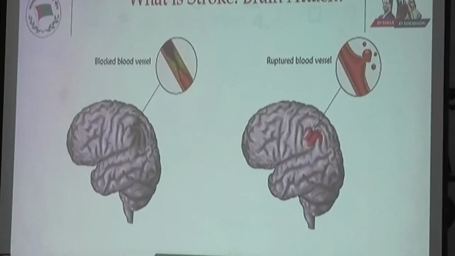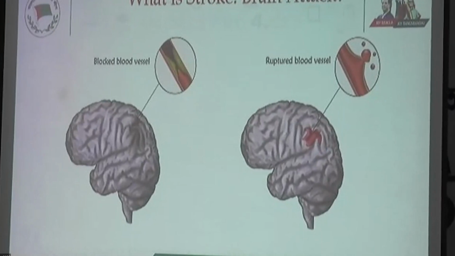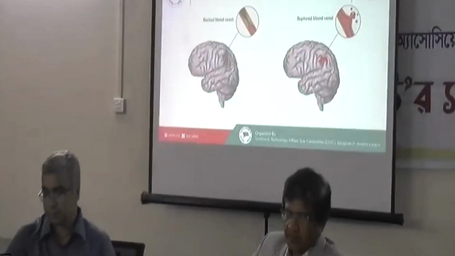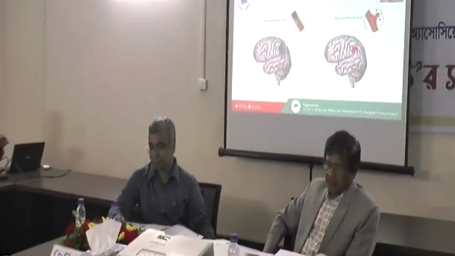There is another type of stroke where the blood vessel of the brain ruptures. We call it hemorrhage. And it is also a type of stroke. And as the brain doesn't get enough blood, it dies.